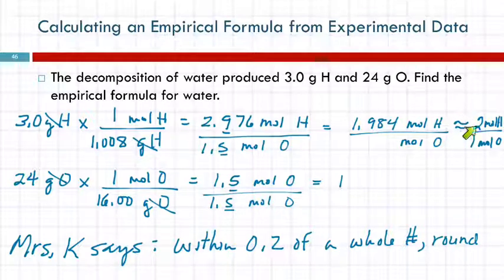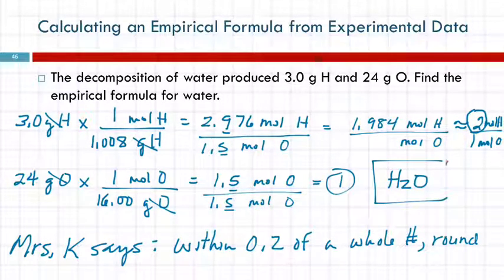This number becomes the subscript on hydrogen. This number becomes the subscript on oxygen. So these are my subscripts. So I have H2O. That's my formula. So let's say it wasn't. We'll come to an example where it's not within 0.2 of a whole number, and then we have to do something. I didn't want to start with one of those, but we'll get one.